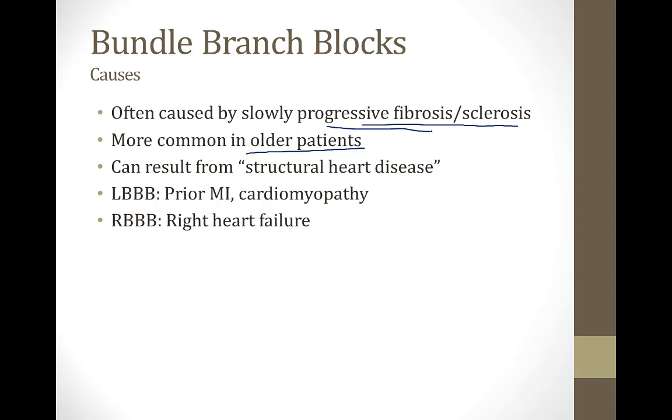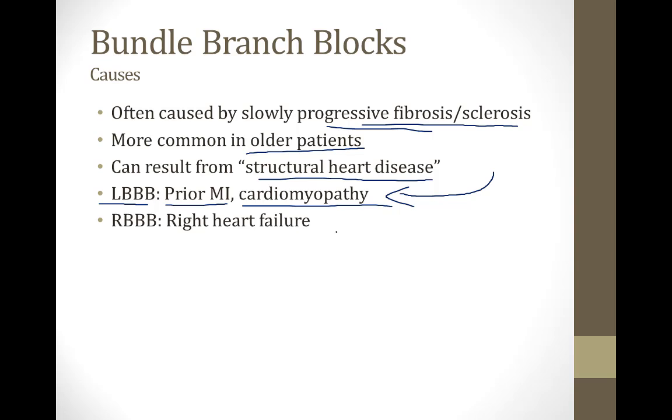What we worry about whenever we pick one of these up incidentally on an EKG is that it can sometimes represent underlying structural heart disease. So for example, you can develop a left bundle branch block if there is any disease process that has damaged the left ventricle, such as a silent myocardial infarction or some type of cardiomyopathy. And if one of these underlying processes is harming the left ventricle, it can lead to the development of a bundle branch block.